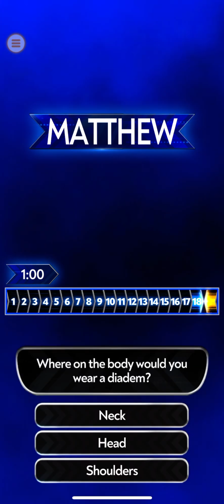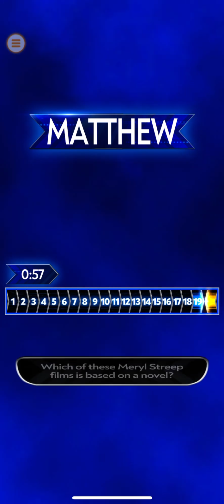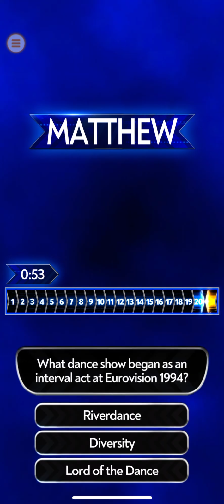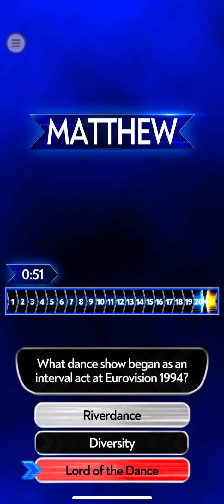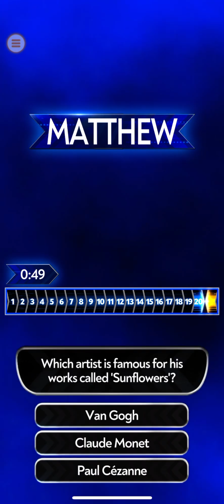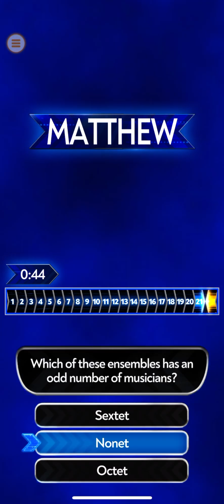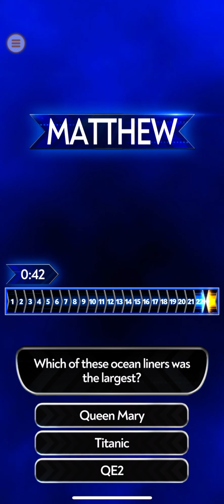Where on the body would you wear a? Which of these Meryl Streep films is? What dance show began as an interval? Which artist is famous? Which of these ensembles has an odd? Which of these ocean liners was the largest?